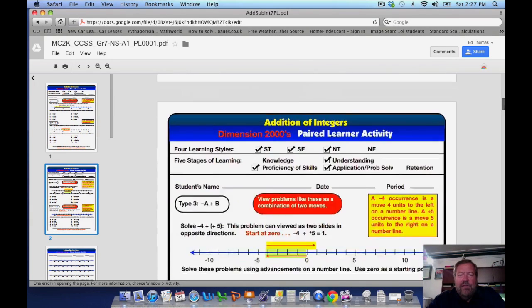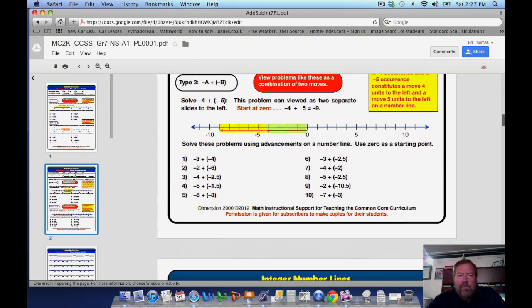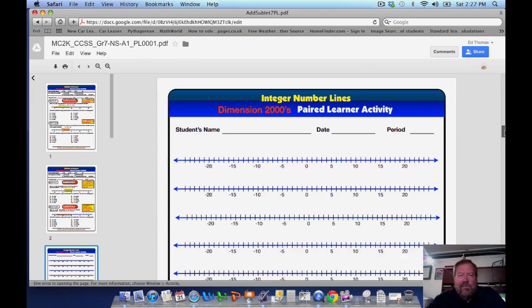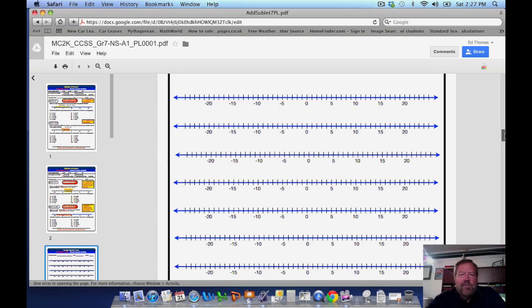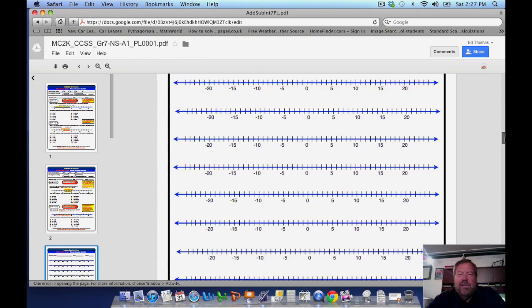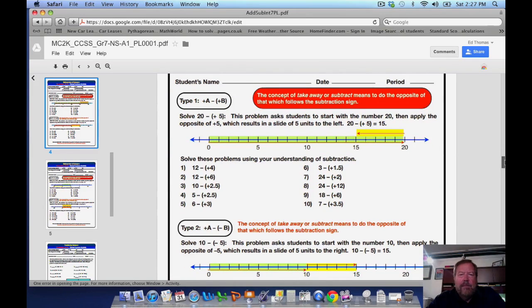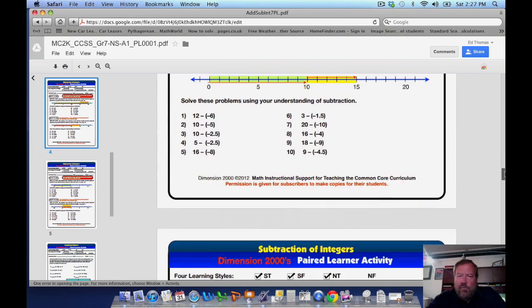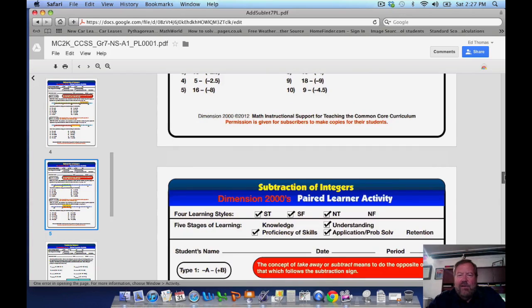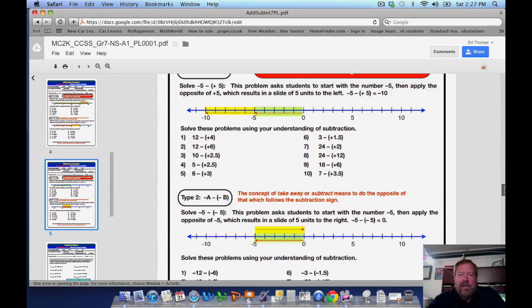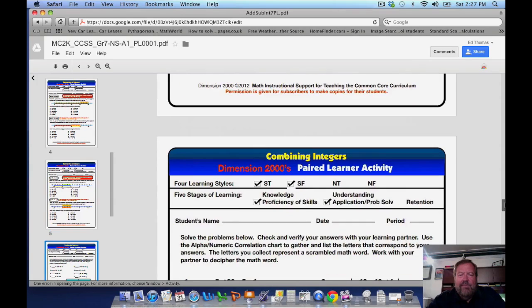And we go through the different rules, and these are all printable, so you can provide these for your students. And notice we also provide a page of just number lines that you can print for your students and they can use in these activities. More rules and more practice. And here's one on subtraction of integers, and it explains what we do and why we do it.